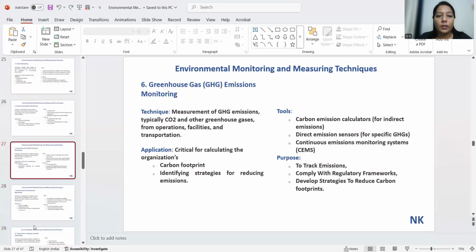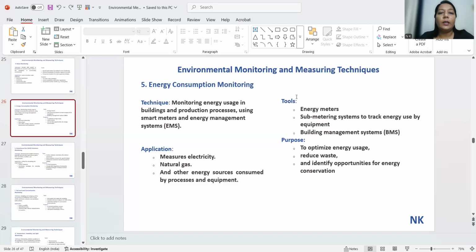Now for energy consumption monitoring. In this technique, we monitor energy usage in buildings and in production processes, using smart meters and energy management systems. In the application part, it measures electricity, natural gas, and other energy sources consumed by processes and equipment.